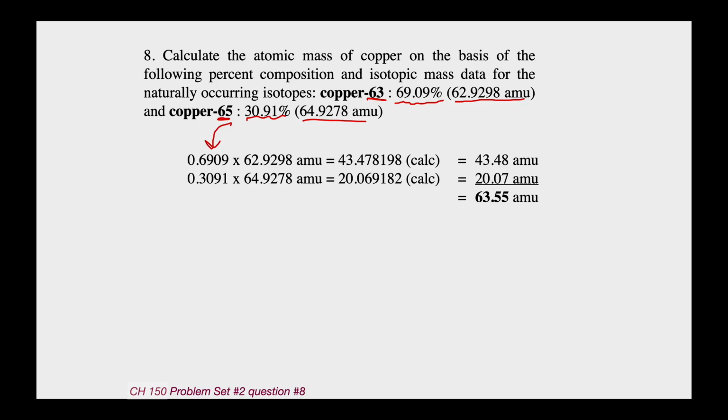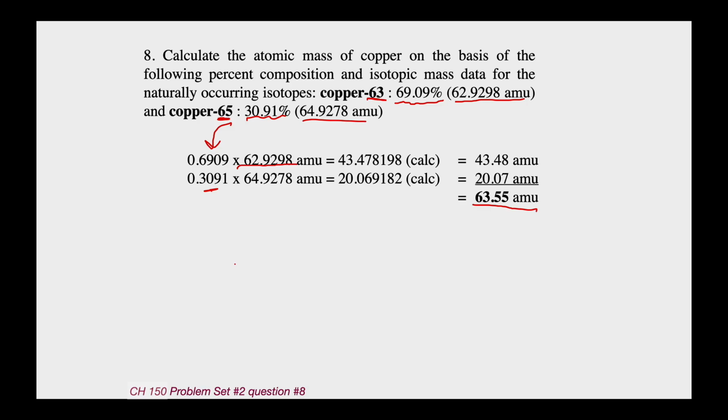So mathematically, here are the decimal percentages. So 69.09 becomes 0.6909, and we're just going to multiply it by the mass of the copper-63. And then here's the other isotope, 0.3091, as a decimal multiplied by its mass. Add them together into 4 sig figs, which is all we can report with these numbers. 63.55 is the atomic mass.